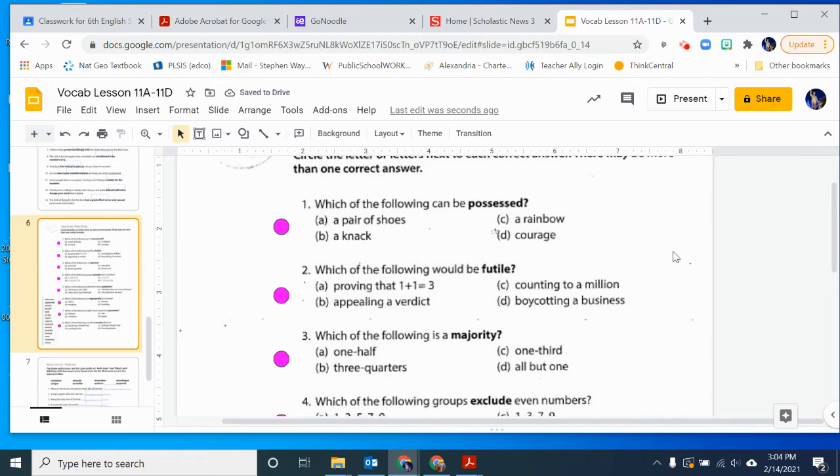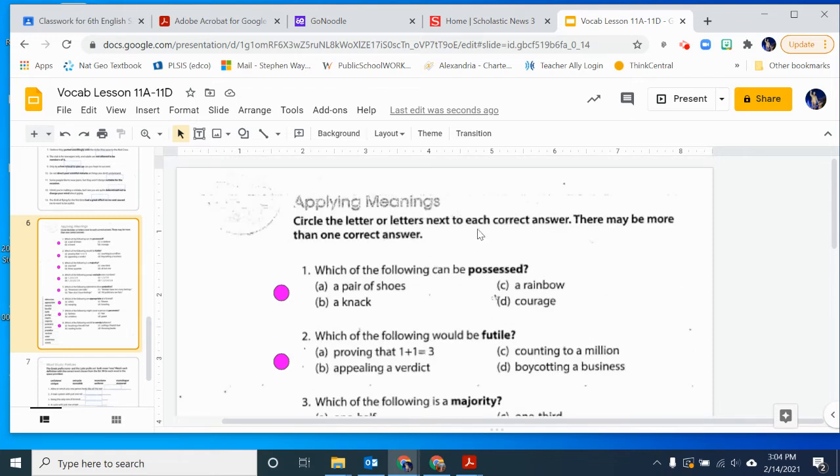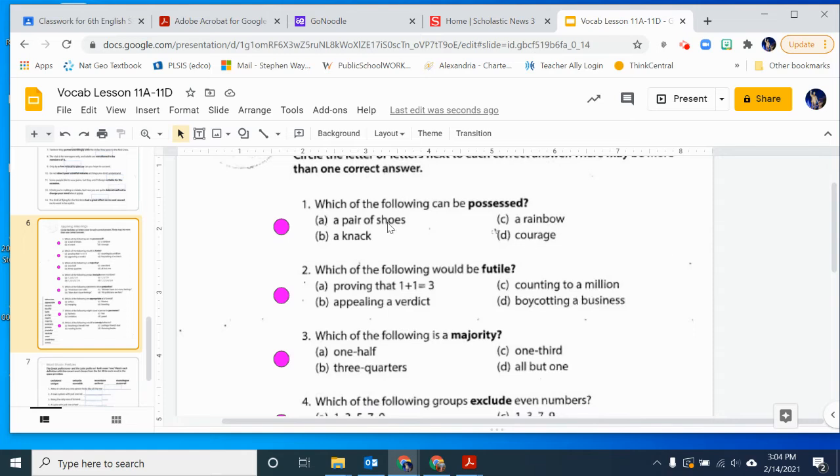11C is something we've done before. The main reason I'm doing this, you'll see, is for 11D. Circle the letter or letters next to each. There may be more than one correct answer. Which of the following can be possessed? I can possess a pair of shoes. That doesn't mean anything supernatural. That means they are one of my possessions. I can possess a knack for things like music. Some of you possess a knack for athleticism. I'm not that guy. A rainbow, not so much, but you can possess courage. So those three can be possessed.